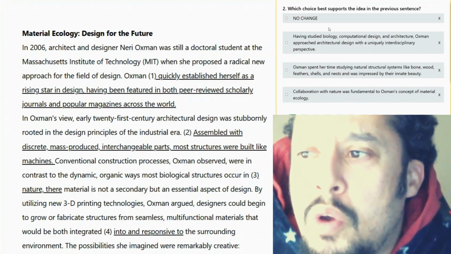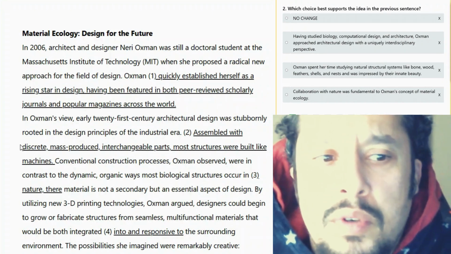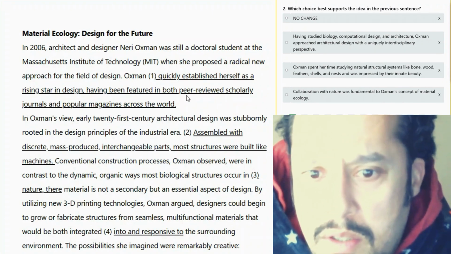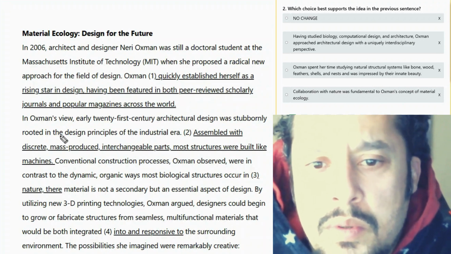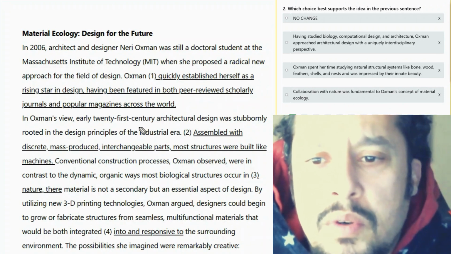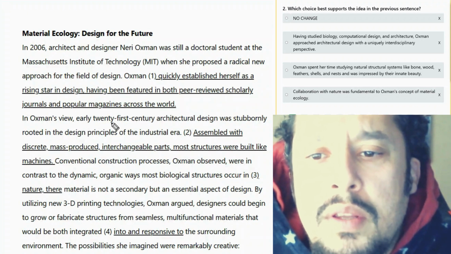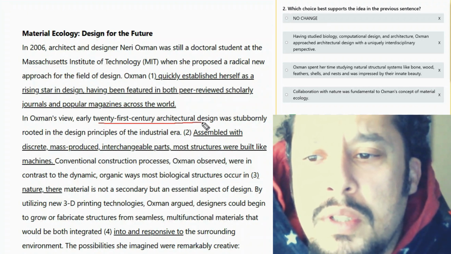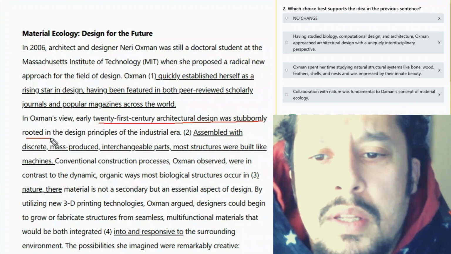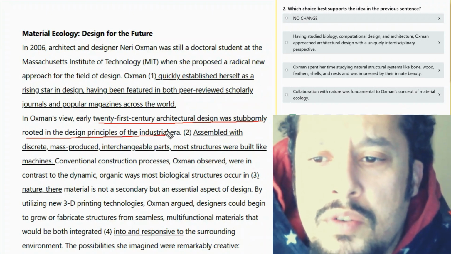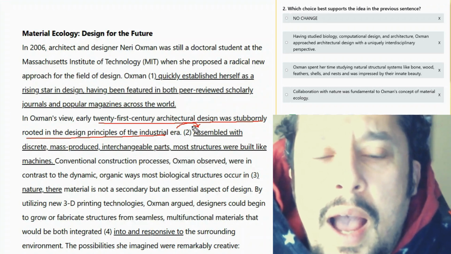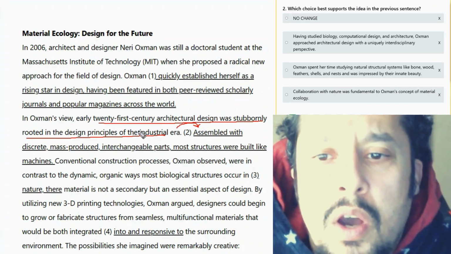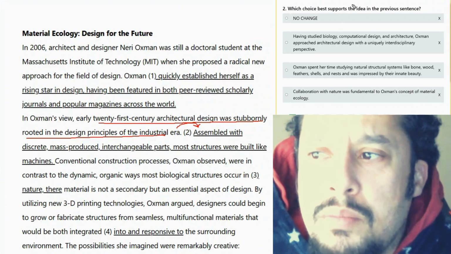Question number 2, which supports the idea of the previous sentence? Okay, so the previous sentence says early 21st century architectural design was stubbornly rooted in the design principles of the industrial era. Okay, so it has to tell me how it was rooted, or give me an example, right, because it says supports the idea.